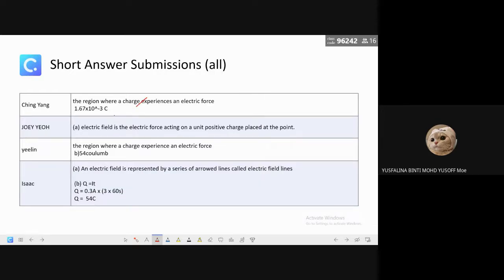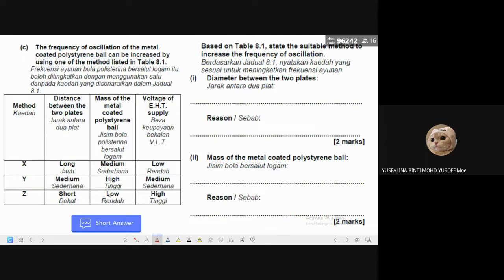12.1.67. This one you use what formula, Ching Yang? Okay, so the next one, they ask you the frequency of the oscillation of the metal coated polystyrene ball can be increased by using one of the methods listed in table 8.1. Okay, so this one you need to choose. This one usually comes up for question number 8, the structure part, paper 2, structure question number 8.